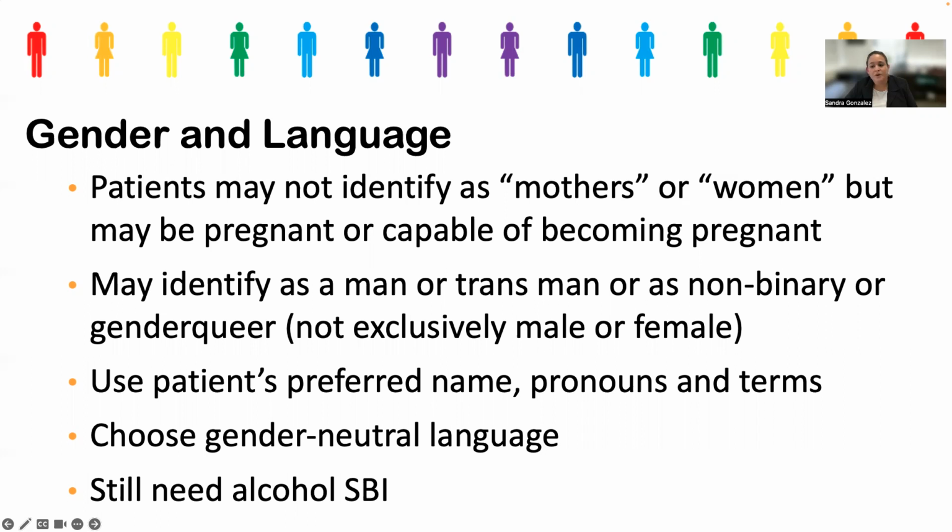Using the patient's preferred name, pronouns, and terms is a sign of respect and can help build rapport and make the patient comfortable. When in doubt, choose gender-neutral words. Use the pronoun they, partner or spouse instead of husband or wife, and parent instead of mother or father. Alcohol screening and brief intervention is still indicated, especially if they might be or become pregnant.